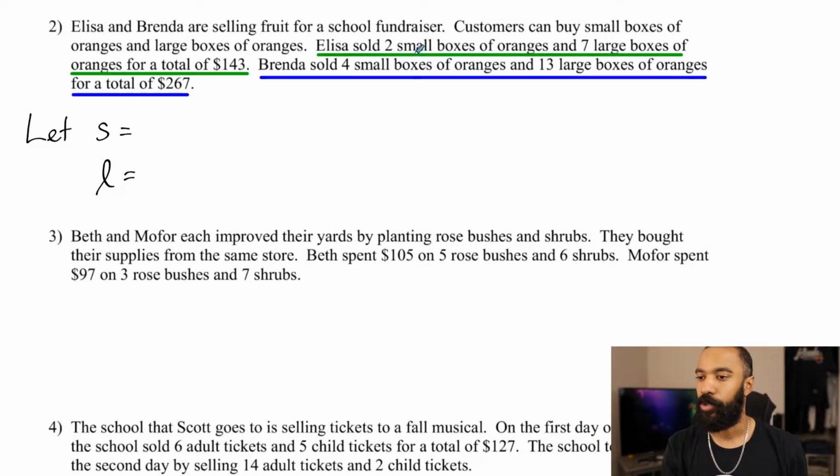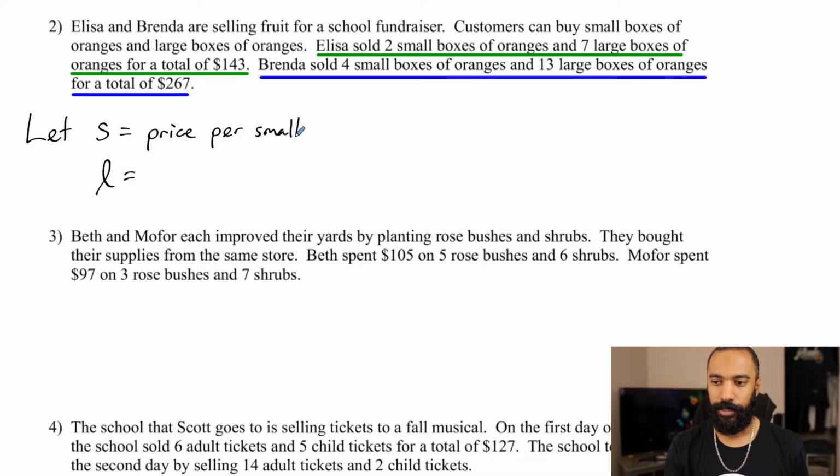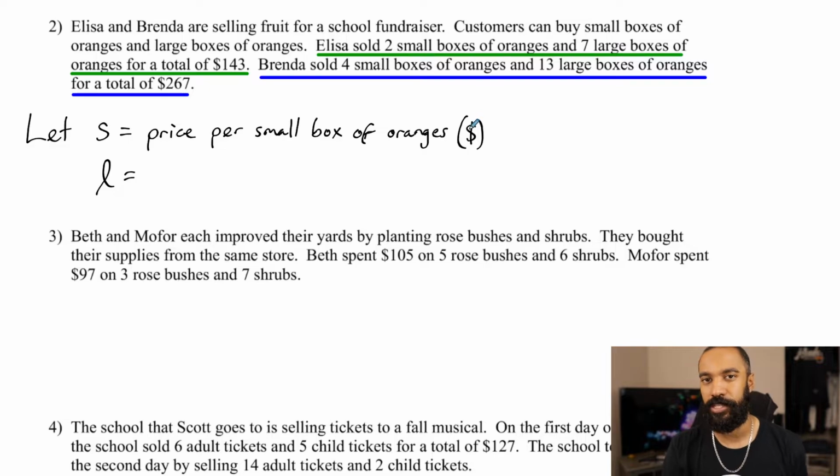So we have a dollar amount. We know how many boxes she sold. What don't we know? We don't know the price that she sold each box for. So let's define variables as S equaling the price per small box of oranges. Look how specific I'm being here. I probably don't have to put the of oranges part, but I definitely have to include the fact that it's a price. And look at this. I'm going to include that the unit I'm measuring these in are dollars.